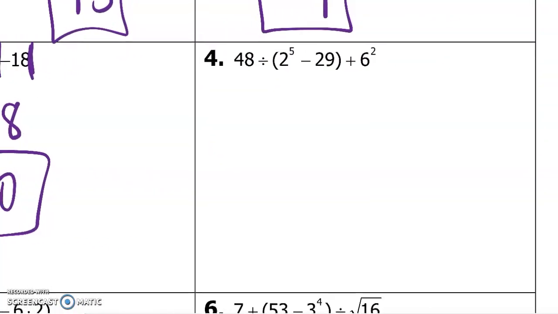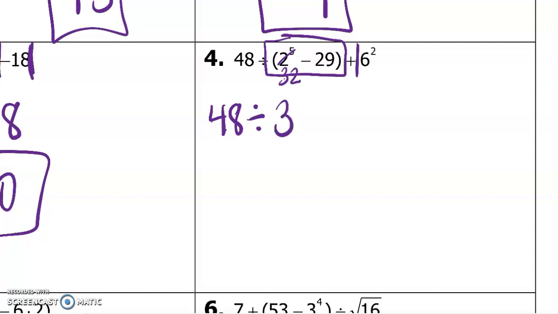When we look at number 4, there's only one addition sign, so we're only going to break this into 2 parts. I am going to kind of think of bringing the 48 and the division down first, though, because we have to do the inside. We have to do the parentheses. So inside the parentheses, this is what we're focusing on right now. We need to do 2 to the 5th, which is 32. 32 minus 29 is 3. So I have 48 divided by this whole thing right here became 3.